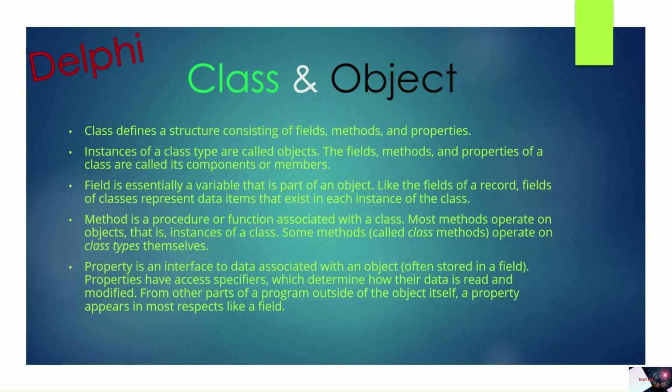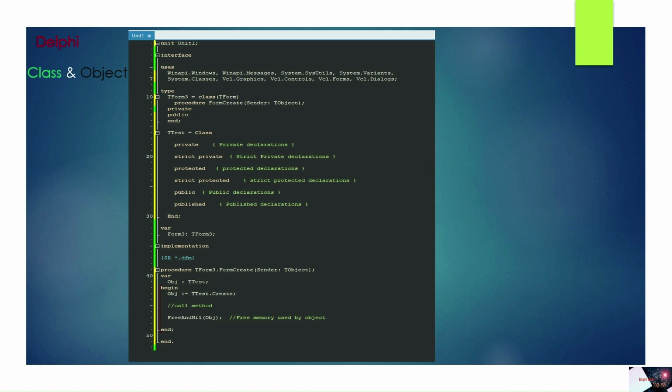A property is the interface to the data associated with the object, often stored in a field. Properties have access specifiers which determine how the data is read and written, right? So we can create private member variables, and through a property we are able to access them from other parts of the program outside of the object itself. The property appears in most respects like a field.